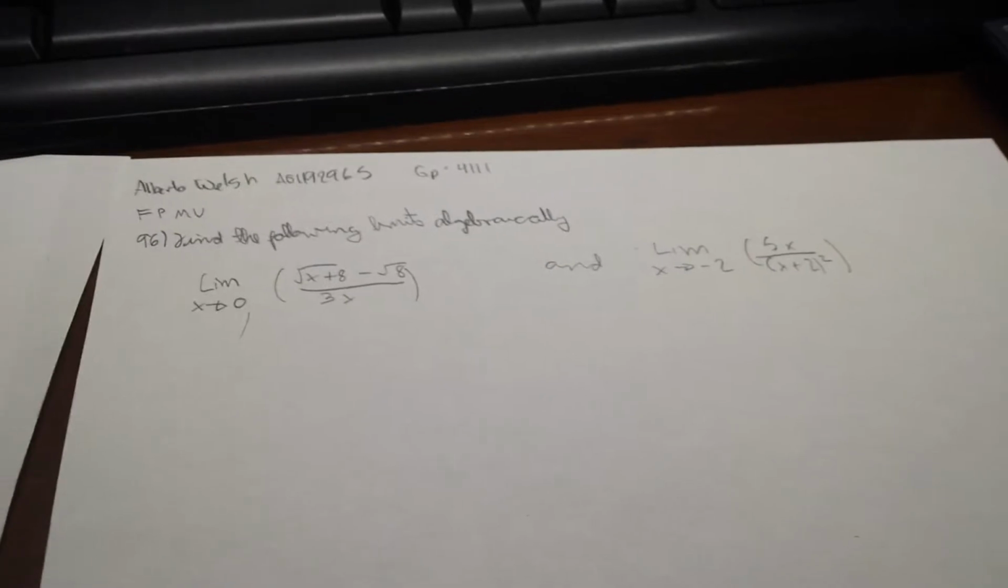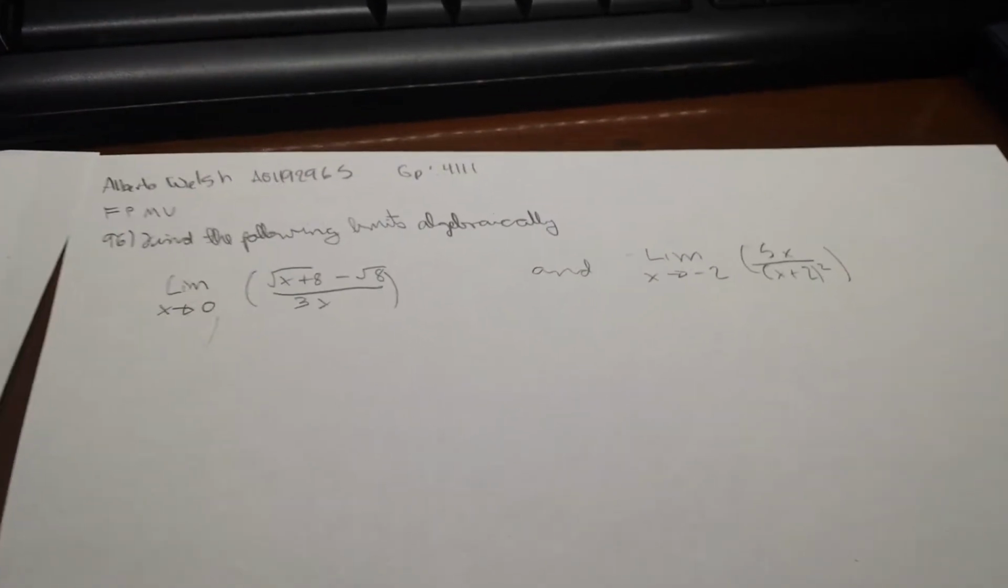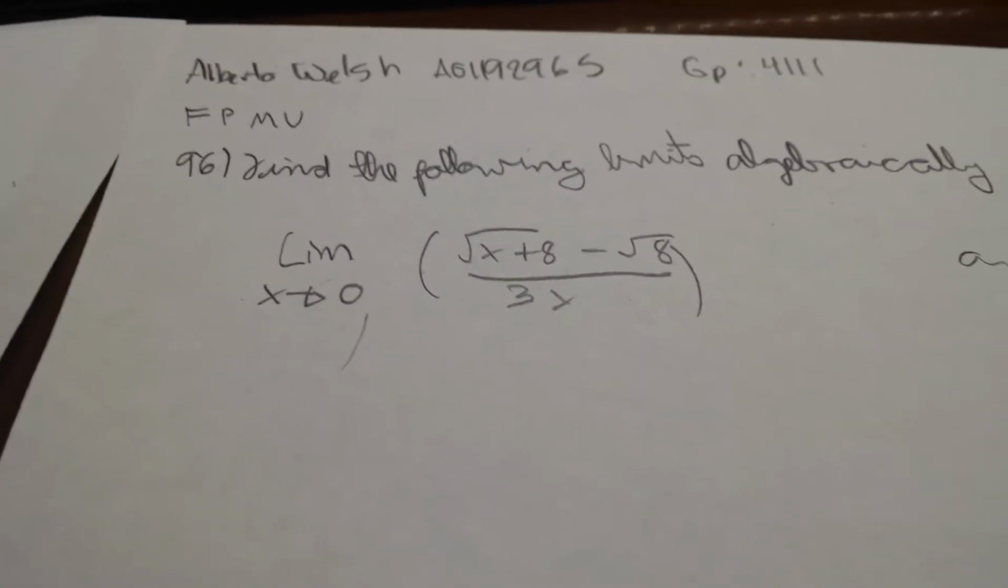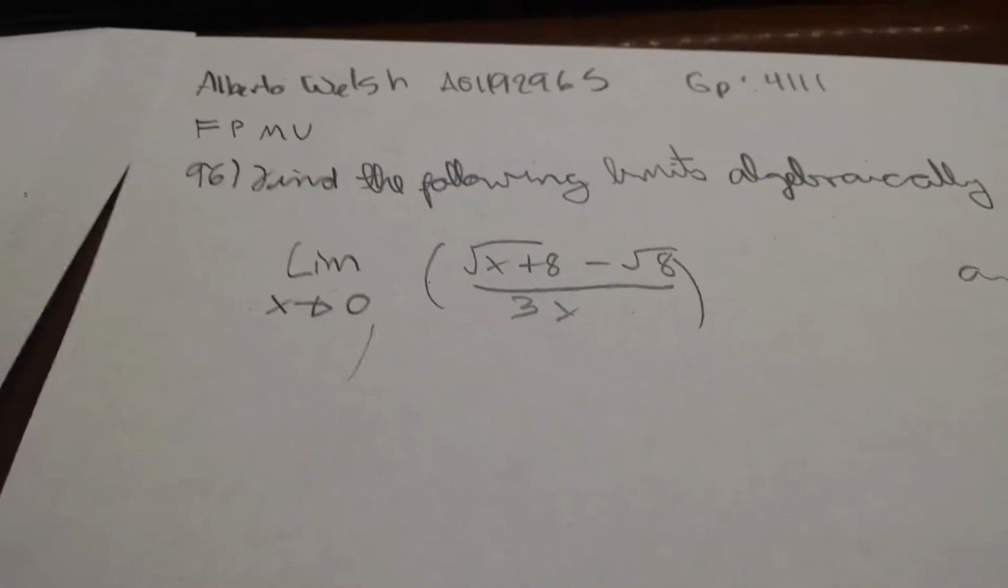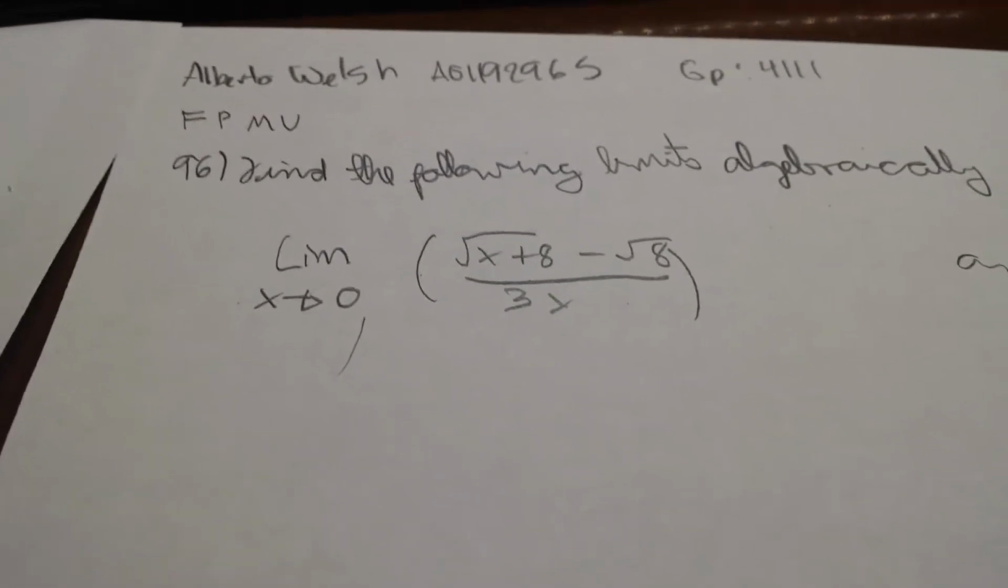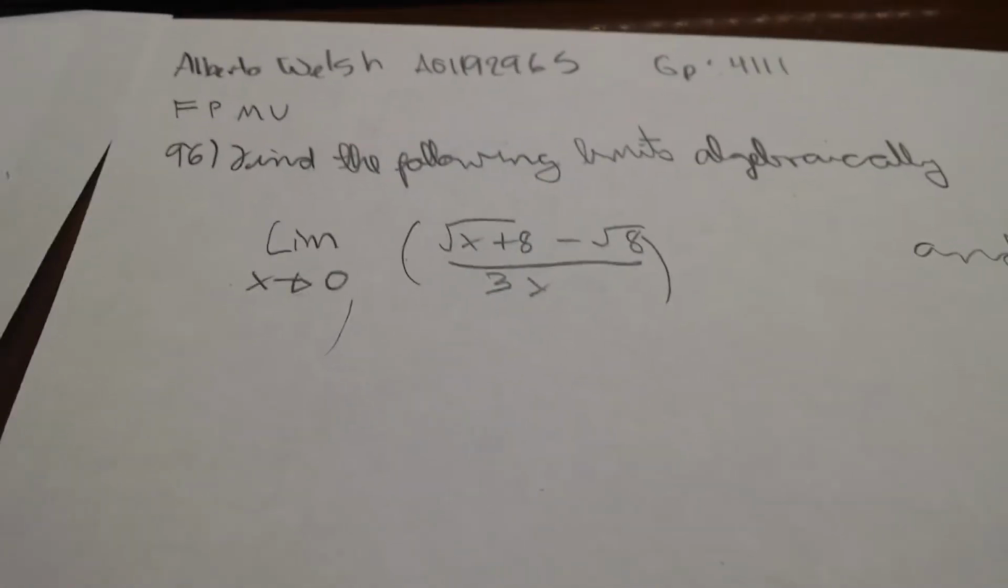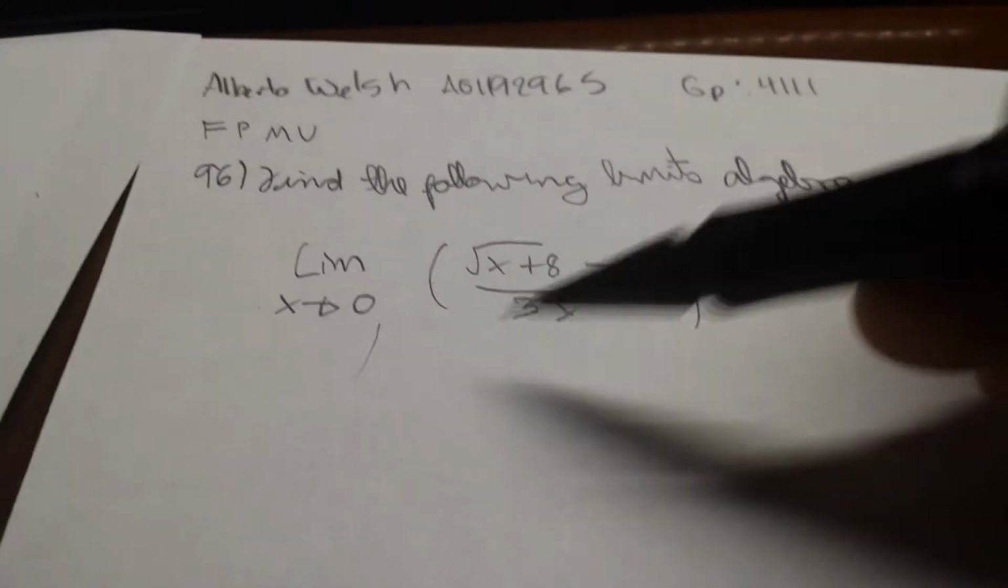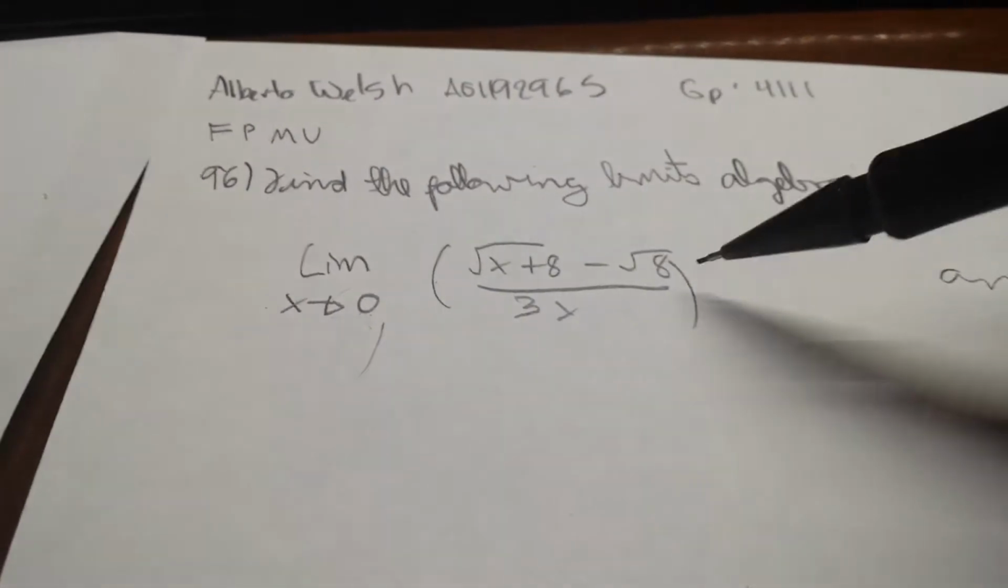I will solve problem 96, find the following limits algebraically. These are my two limits and I'm going to solve the first one, that is the limit of x approaching 0 of square root of x plus 8 minus square root of 8 over 3x. First we have to replace the x value in the limit.